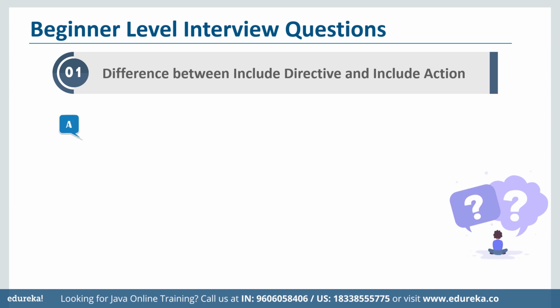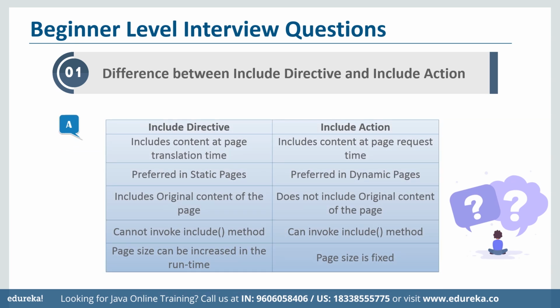So the answer for this question can be given as include directive includes content at page translation time, whereas include action includes the content at page request time. And the next difference is include directive prefers static web pages. The include action prefers the dynamic web pages. The next difference is include directive includes original content of the page, where the include action does not include the original content of the page.